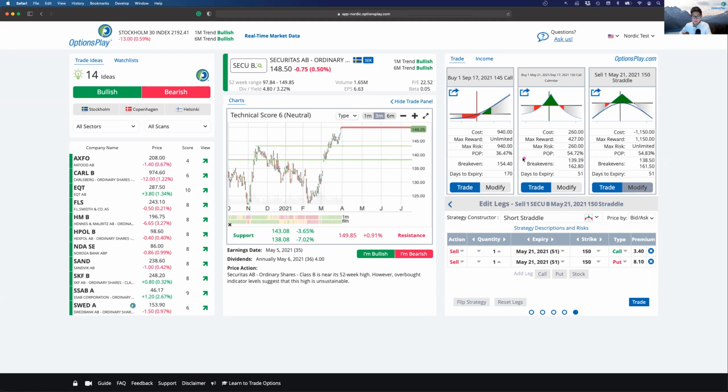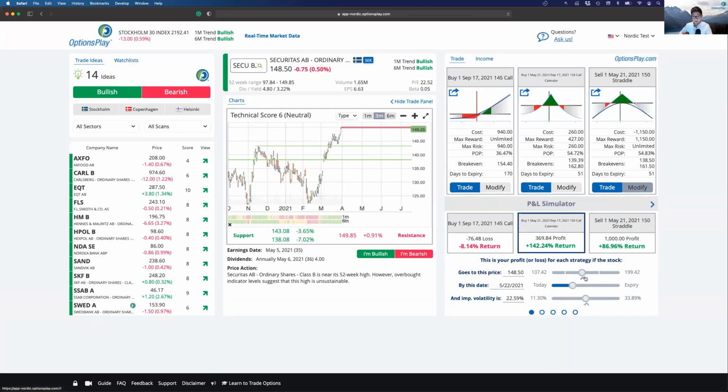And notice how the break-evens between these two strategies are fairly similar. So at May 21st, your break-even prices are 139 and 162. As long as the stock is between these two numbers, you're going to be profitable. As you can see on the straddle, very similar break-evens. The only difference is that you make substantially less capital on a calendar spread than you would on a straddle.